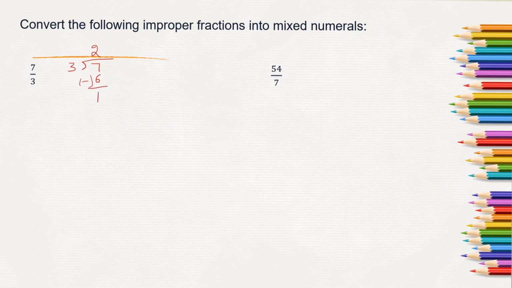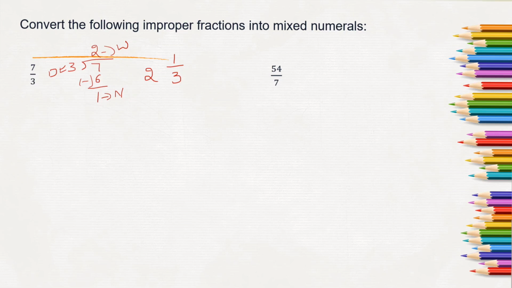Here the quotient becomes the whole number part, right? So quotient will be whole number part, that is 2, and the remainder becomes the numerator. Remainder becomes the numerator and the divisor is the denominator, right? So here 2 1 by 3 is the answer. So 7 by 3 as a mixed number is 2 1 by 3.